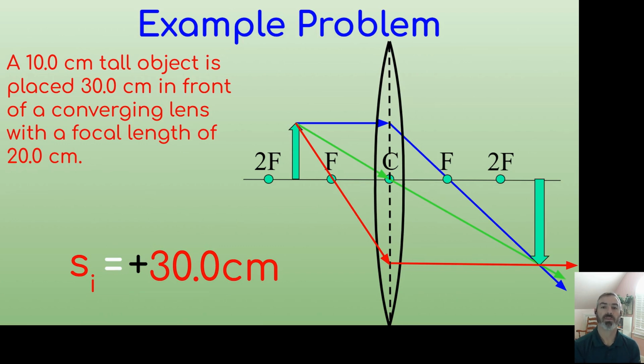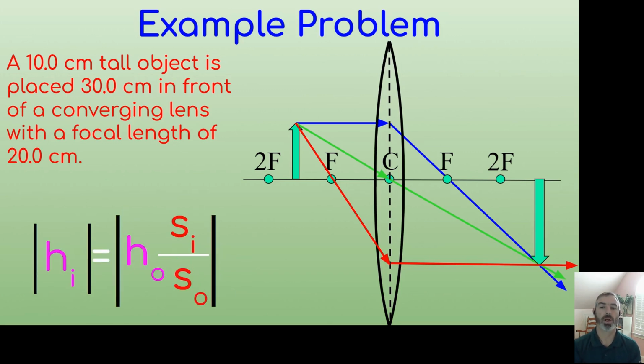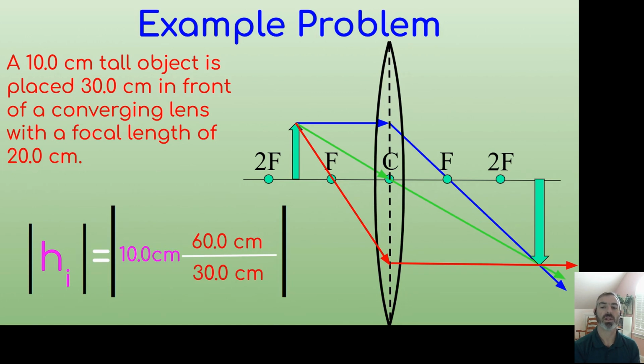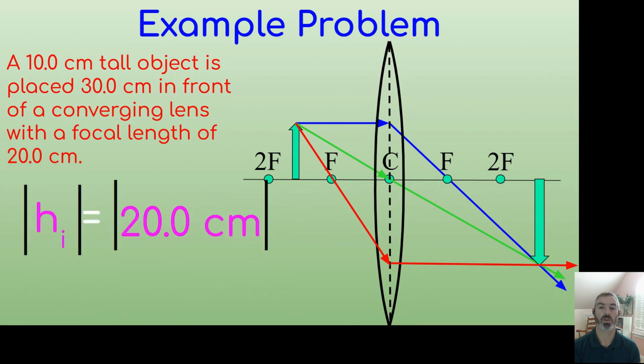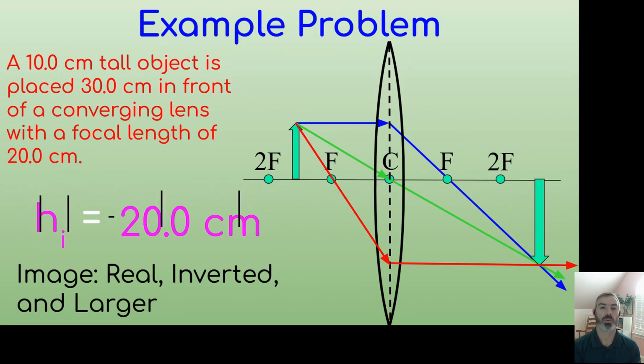We can bring back our magnification equation, and we're solving for image height, so we rearrange the equation, plug our values in, and we get the value for the image height to be 20 centimeters, which is larger. So we know that, number one, the image is real, it's inverted from our ray diagram, and it's larger based on the height that we calculated. Now, because the image is inverted, instead of using the absolute value, the image height value is going to be a negative value. So if we were asked to find the actual value, it would be negative.